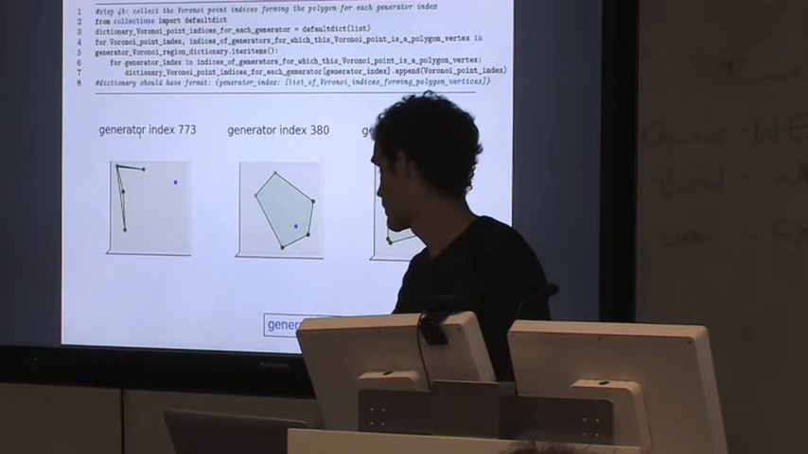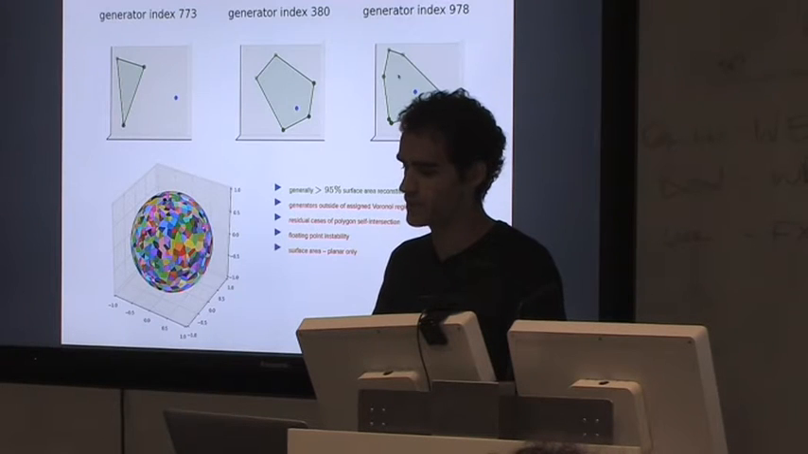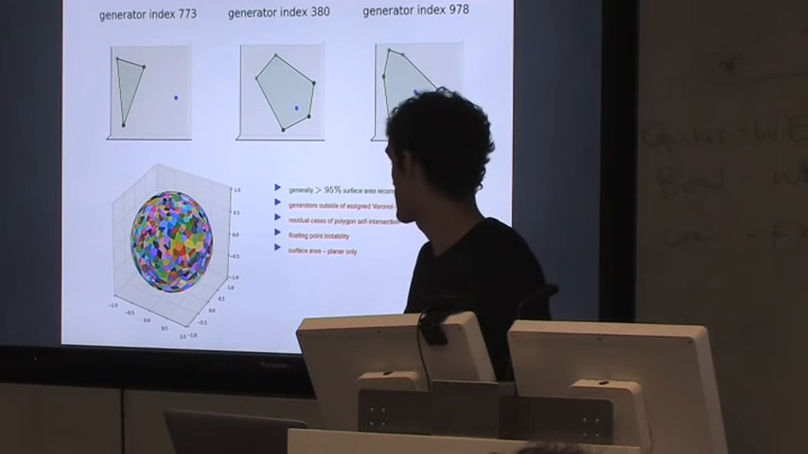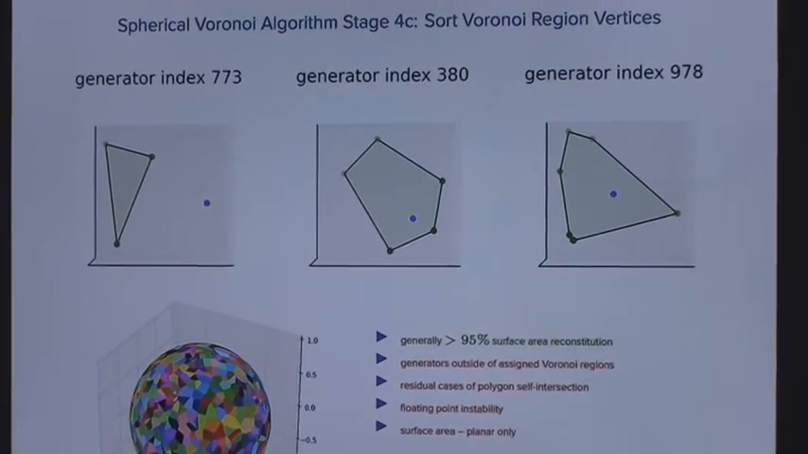And then finally, I can sort. There's various ways to sort the vertices of the polygon, and so we see here that for this pathological case on the right, that was actually sorted out. So now this is a nice convex polygon. But for the case on the left, although we have a convex polygon, the generator is not contained within it. So that's an issue.